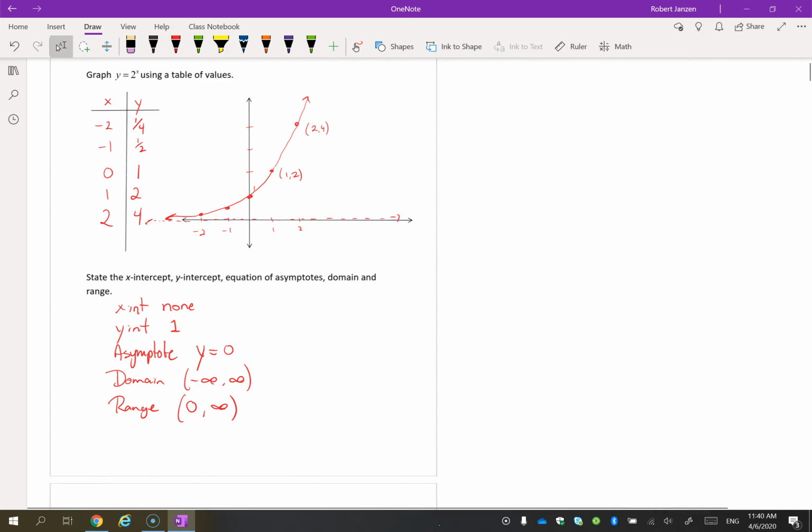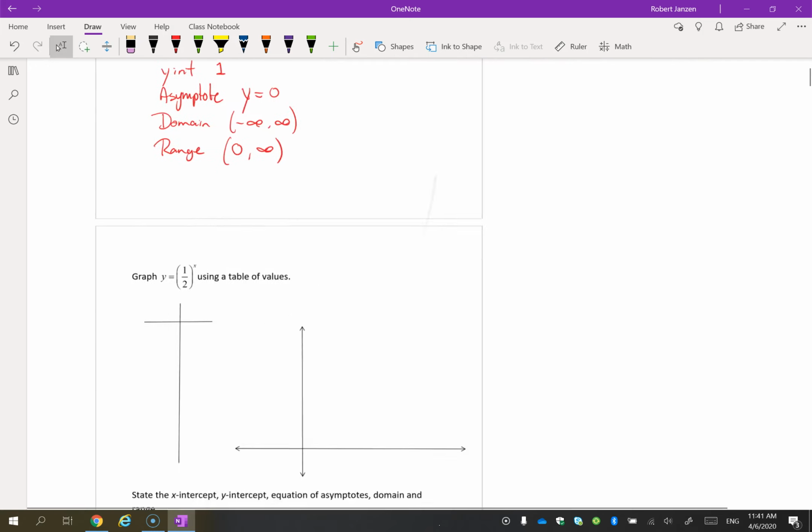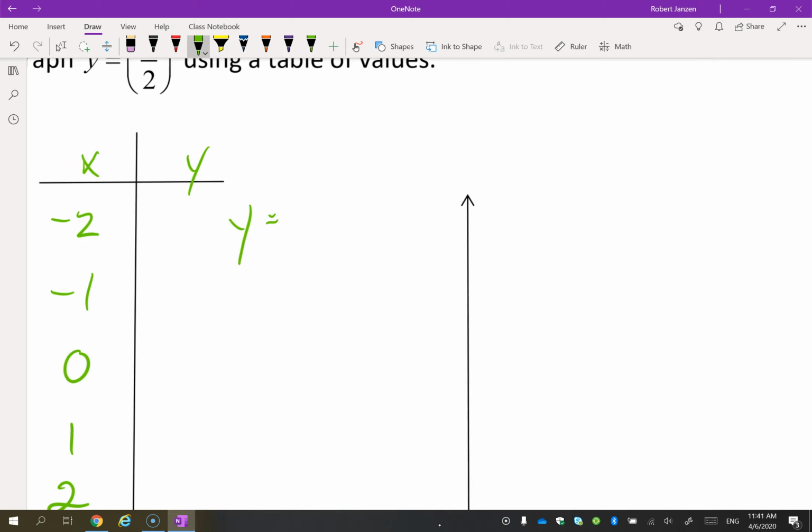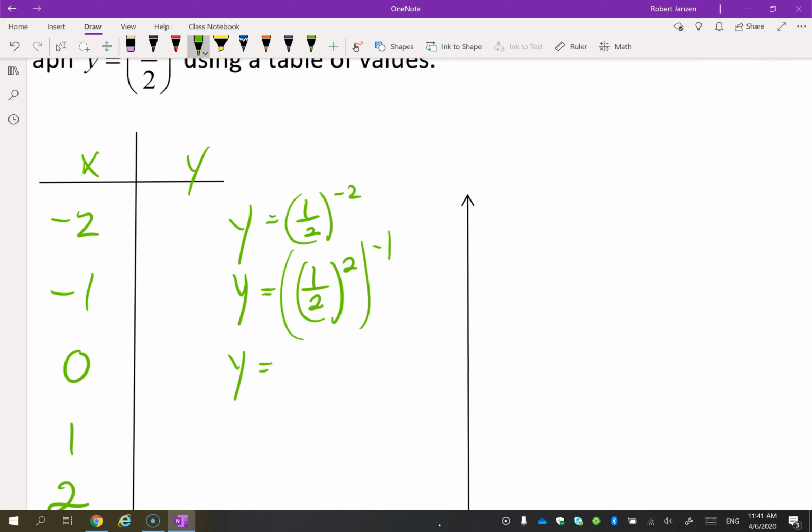Okay, so there's your exponential graph. Let's take a look at another one. Okay, again, we'll start with a table of values. So the first one will be y equals 1/2 to the power -2. Now the way I would do that is I would go 1/2 to the power +2, and I would put the negative out here. What's 1/2 to the power of 2? Well, 1/2 times 1/2 is 1/4.